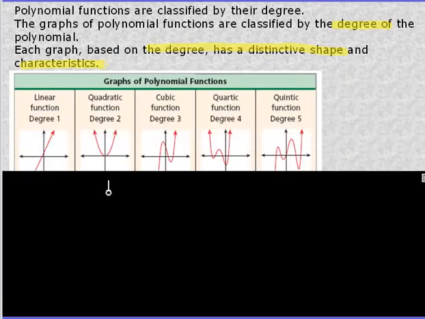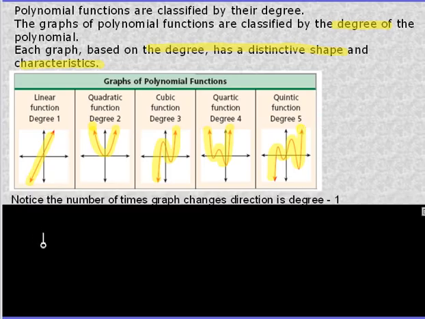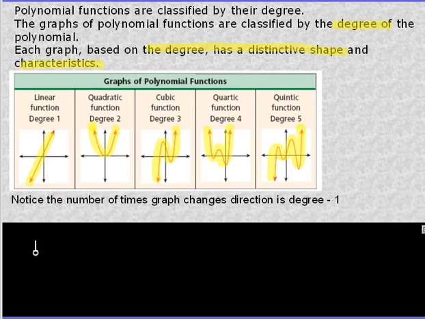So here's the table that they give you. You can see here's a linear function, which basically looks like a line, quadratic functions, cubic functions, quartic degree 4, and quintic degree 5. So they tend to get more convoluted as the degree increases. Notice the number of times a graph changes behavior or direction is the degree minus 1.